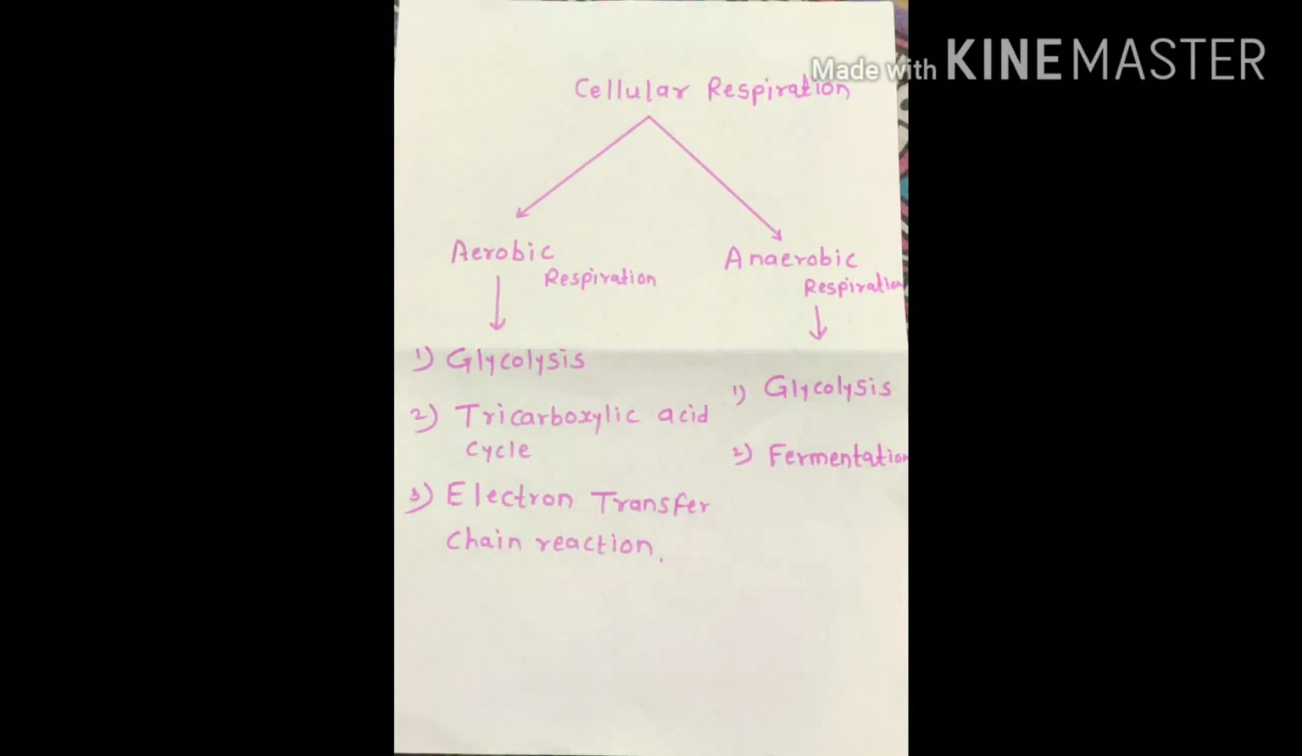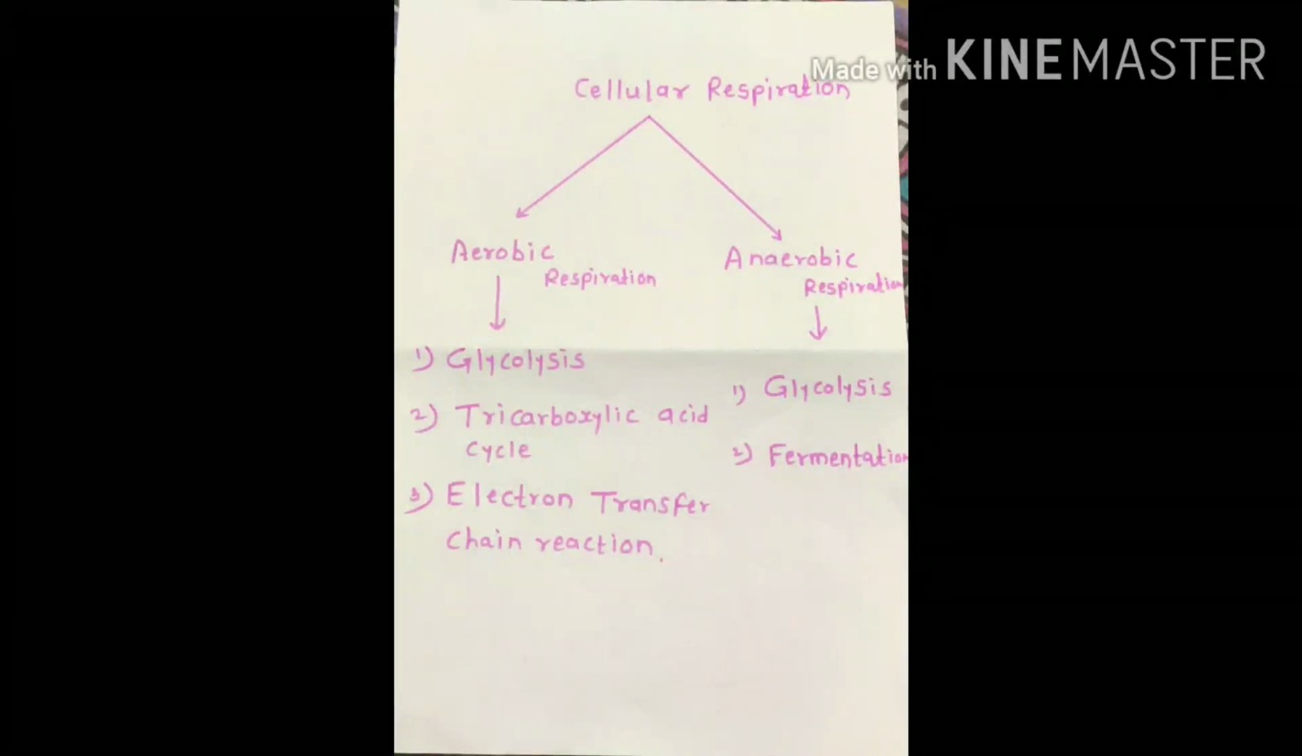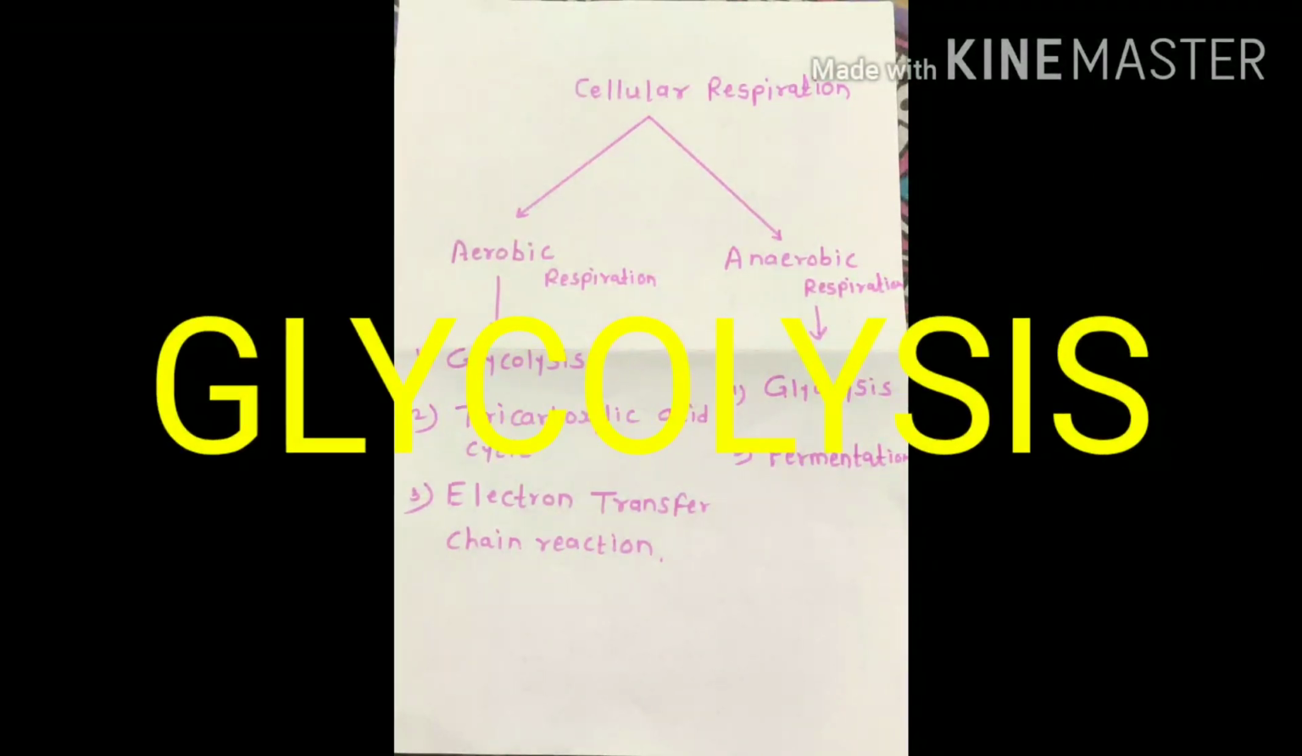Cellular respiration occurs among living organisms by two methods. Those two methods are aerobic respiration, in which oxygen is involved, and anaerobic respiration, in which oxygen is not involved. In aerobic respiration, glucose is oxidized in three steps: glycolysis, tricarboxylic acid cycle and electron transfer chain reaction. First step, glycolysis. The process of glycolysis occurs in the cytoplasm.